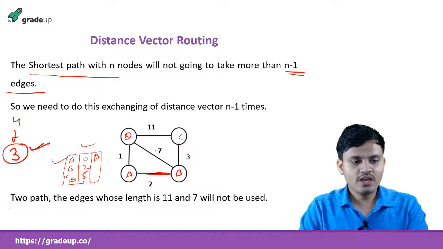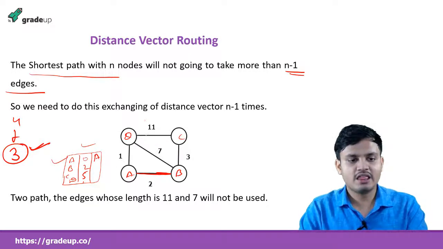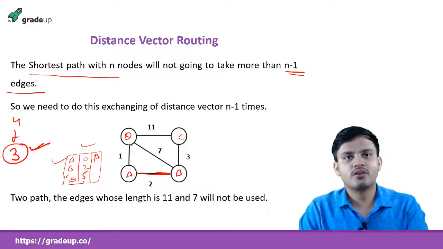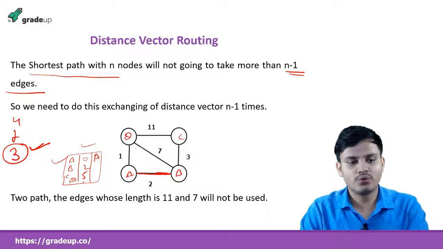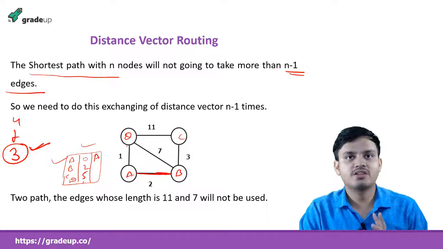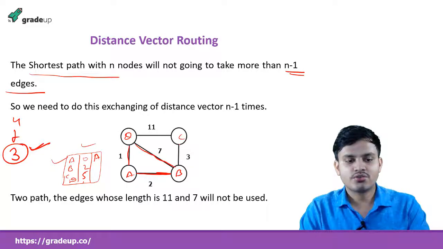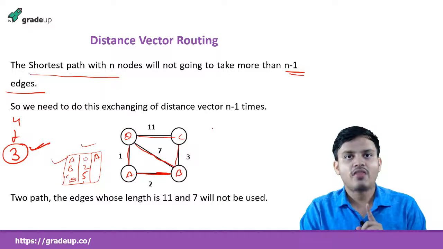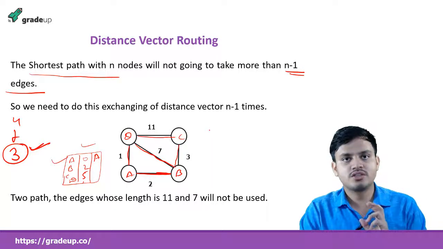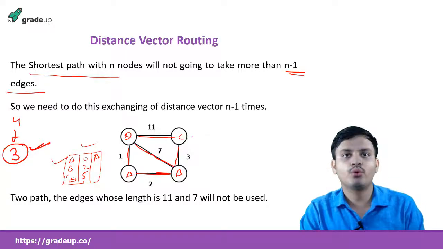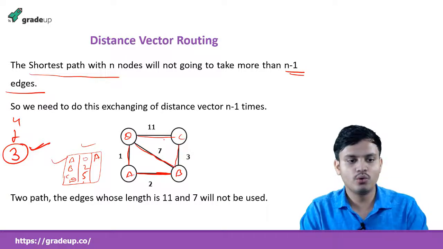Now if you see this, there are two paths that are not used, and a question may come like this: find those paths which are not used. So how will you do it? Obviously if there is a cycle, then you can remove the maximum edge in that cycle, because you already have a different way to reach it.